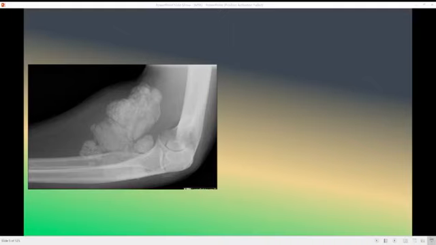So we have this calcification here, and this is a case of tumoral calcinosis. This is an extensive calcification, and this is a case of tumoral calcinosis. Okay, we move to the next case.